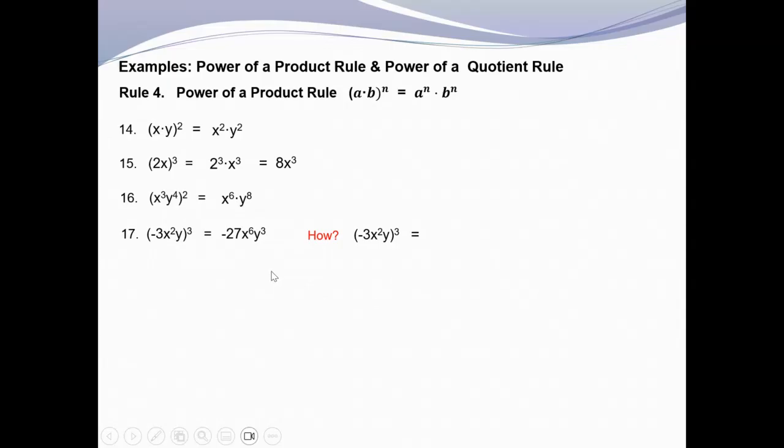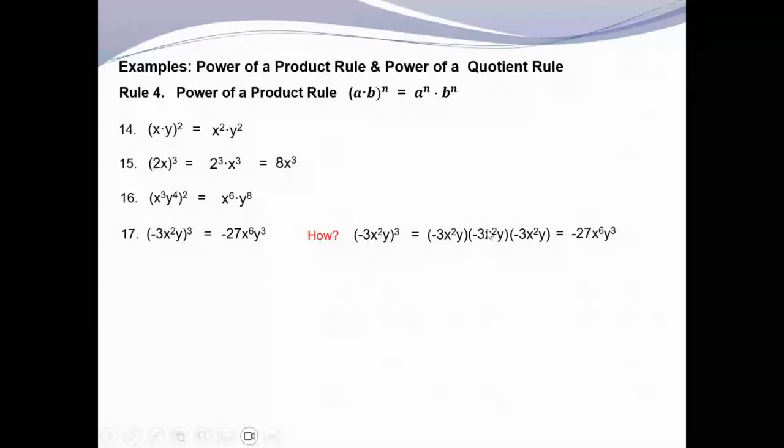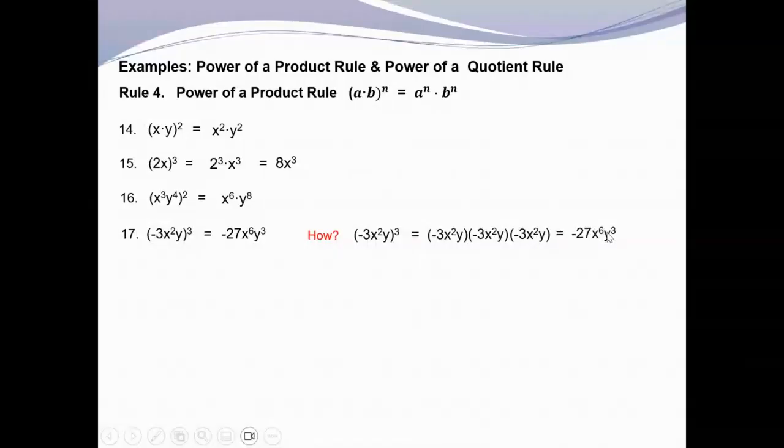But here's how we can simplify it further. It's going to be negative 3x squared y, 3 times by itself 3 times. You see, negative 3 times 3 will give us negative 27. X squared times x squared times x squared will give us x to the 6th. And y times y times y will give us y to the 3rd power.